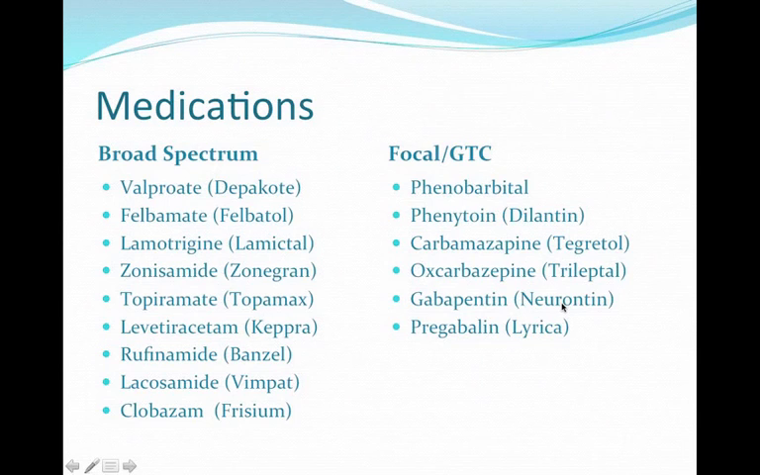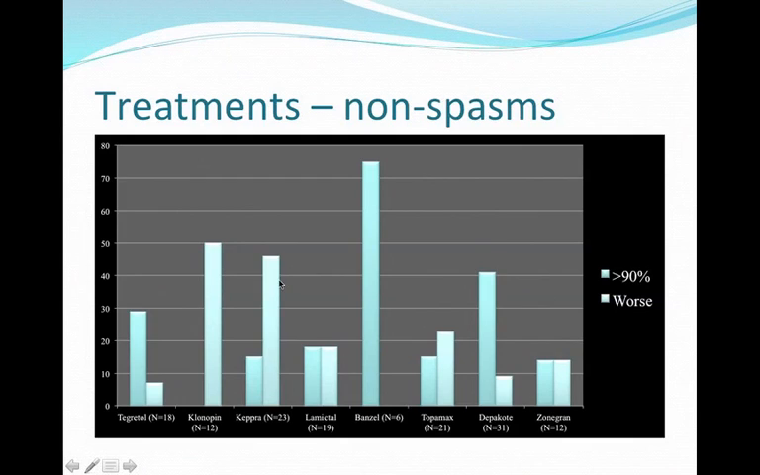So this broad spectrum category is the one we typically use first, because if there are multiple seizure types and not just focal, you're going to need something like this. Whereas if you know something's only focal, you can add in something like a Trileptal or a Tegretol. And this is just a quick snapshot. The numbers are small, 18, 12, 23, so it wasn't a big enough study to get a lot of good information. Banzel, only 6 kids, but 5 out of the 6 had a really nice response. Nobody got worse on it.